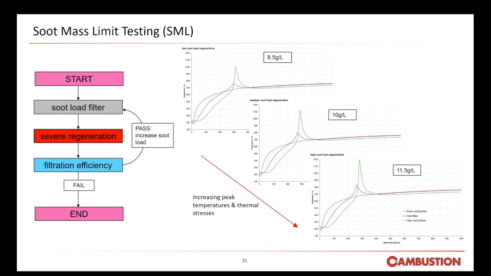production customers. We can see here, again, some centerline thermocouple graphs. 3 here, one at 8.5 grams per litre, incrementally increased up to 11.5 grams per litre. And we can see the height of the peak temperatures increasing test on test until failure.